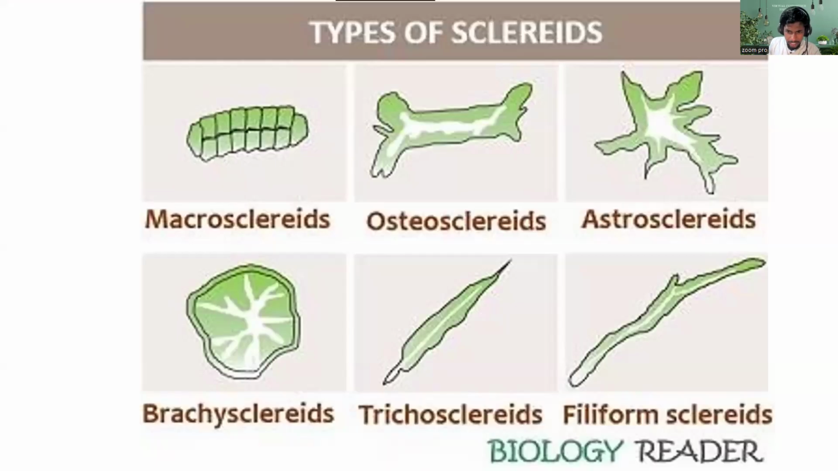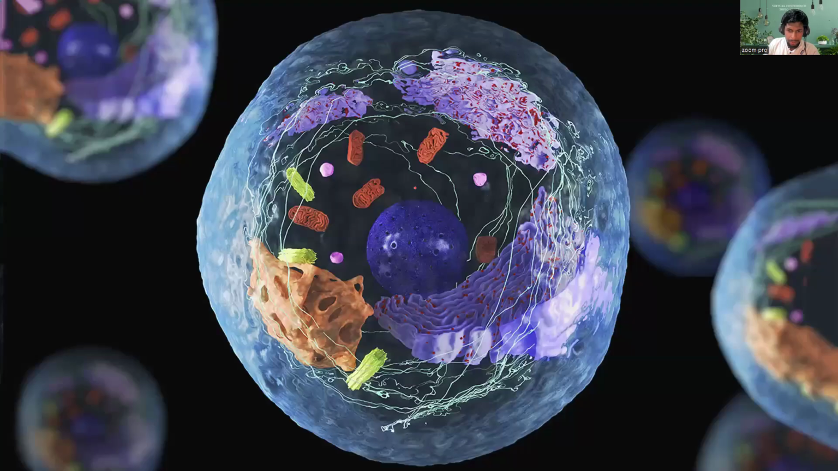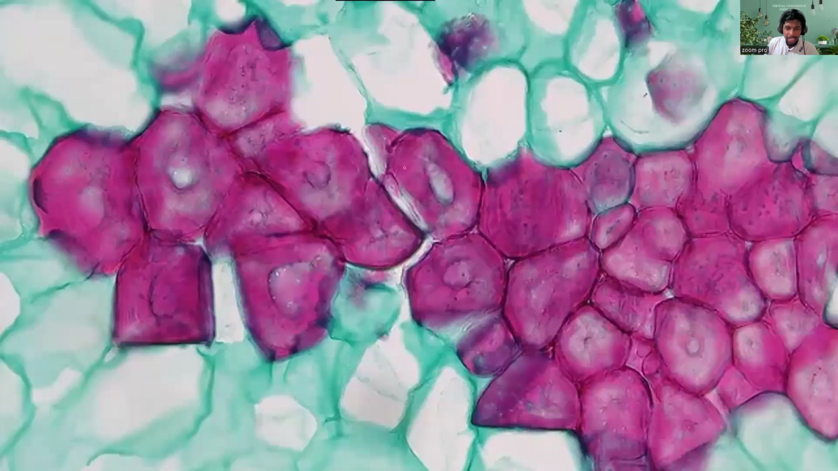I will show you an image here. You can see the sclereids here. Here, we can see the thickness of the cell wall. It is very high because it has been thickened by lignin. Lignin is a kind of chemical compound present in the cell wall.